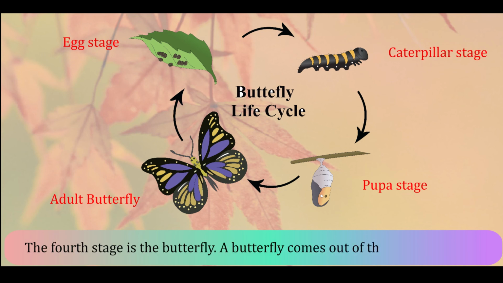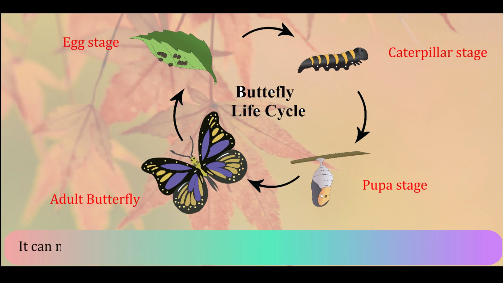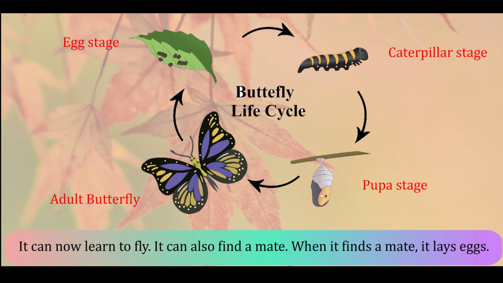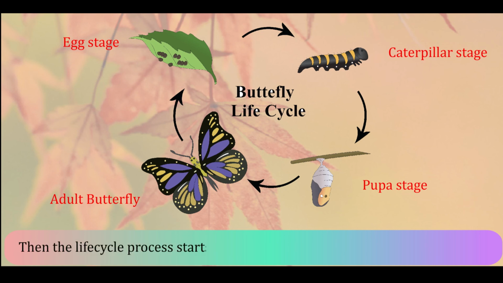A butterfly comes out of a chrysalis. It can now learn to fly. It can also find a mate. When it finds a mate, it lays eggs. Then the life cycle process starts all over again.